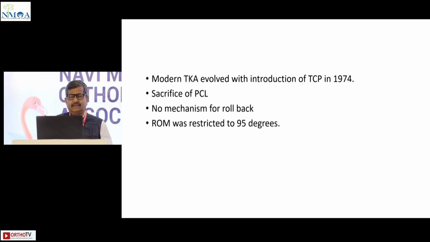These are basically two philosophies, right, and there is no superiority of one over the other. The modern TKA evolved with the introduction of the total condylar prosthesis in 1974 by Insall and Dr. Ranawat at New York. It sacrificed the PCL, but there was no mechanism for rollback. So range of motion was restricted to 90 to 95 degrees.